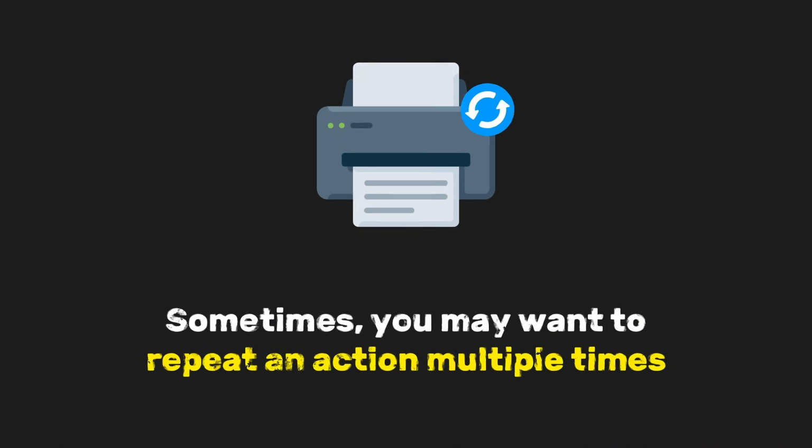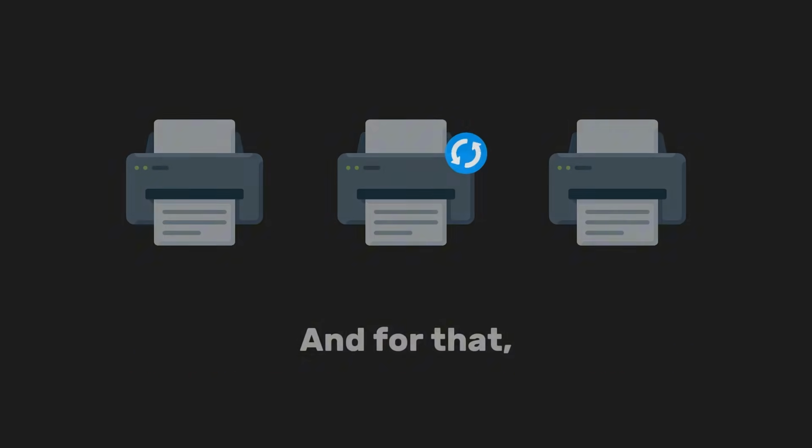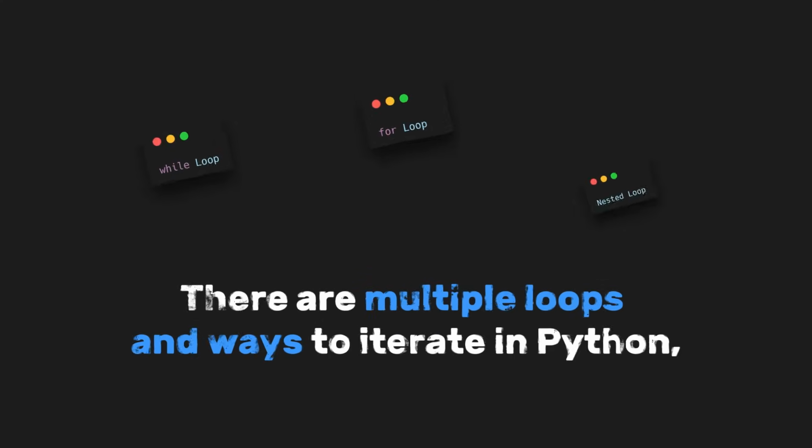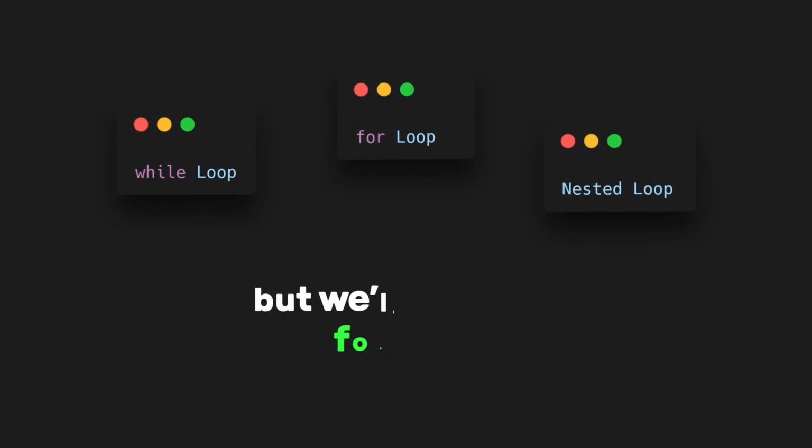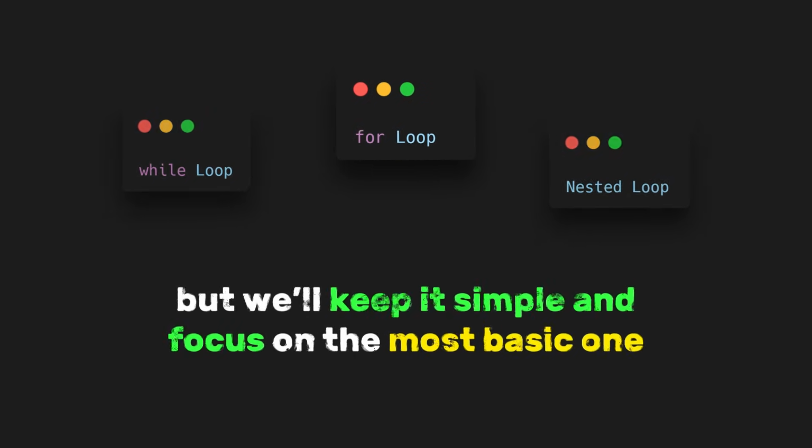Sometimes you may want to repeat an action multiple times, and for that, we use a loop. There are multiple loops and ways to iterate in Python, but we'll keep it simple and focus on the most basic one, the for loop. Imagine someone says, write this sentence 5 times.